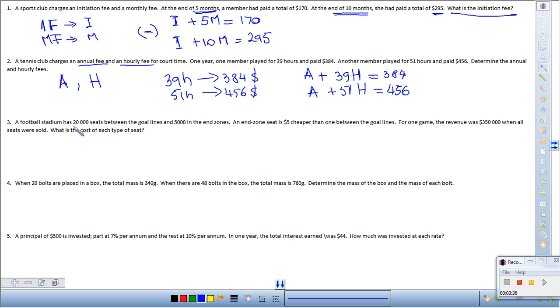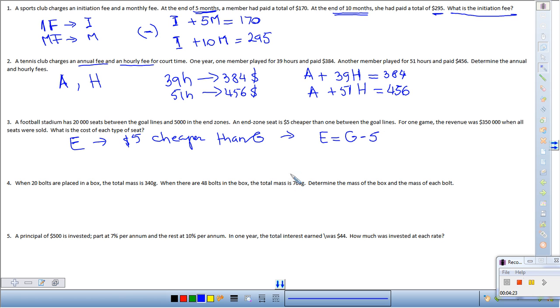The third one. A football stadium has 20,000 seats between the goal lines and 5,000 seats in the end zone. An end zone seat, or an E seat, is $5 cheaper than one between the goal lines. So how would I represent that? I could say that an end zone ticket is a goal line ticket minus $5.